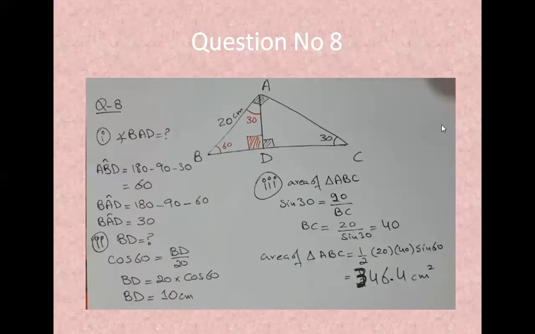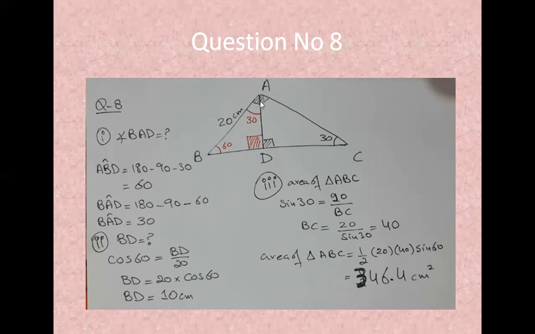Okay, so on your screen, the question number 8 is showing up, and let me read it from the book. It says, in the figure, the AB is 20 centimeter. The BAC angle is 90 degree. Angle ACB is 30 degree, and the AD is perpendicular to BC. The first question is, find the BAD angle. So they want you to find out this angle, BAD.